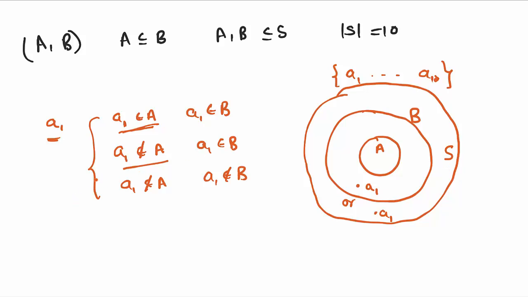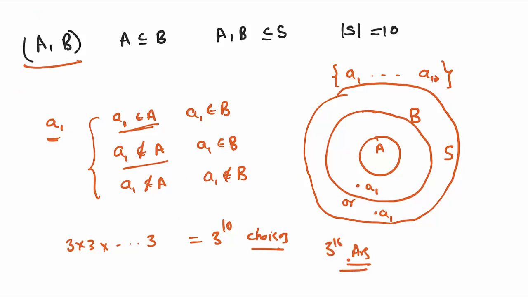So for every element we have three choices and there are 10 elements. So that's why we have 3 into 3 into 3 till 10 times. So we have 3 power 10 choices for such pairs of A comma B, right? So this is the answer, 3 power 10 is the answer. We can solve this question in this way also, but I have explained the long way so that we should know both the ways. Okay.